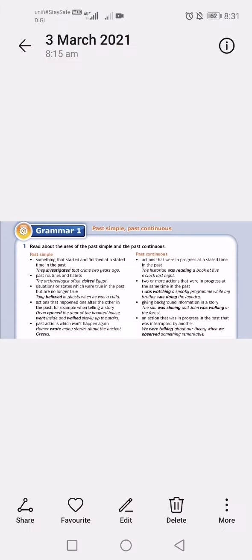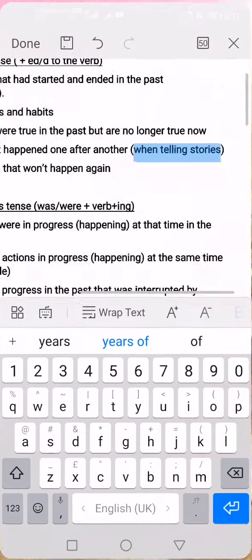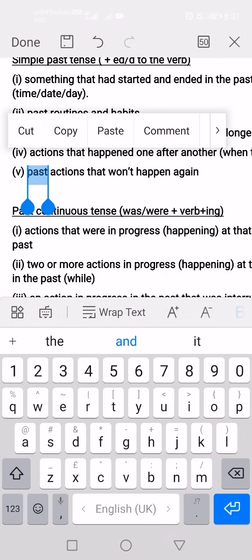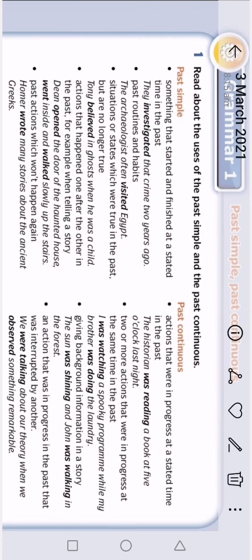And the last one, let's look at the last one. Okay, the last one says past actions that won't happen again. Things that happened before but will not happen again now. So almost the same but it's a bit different. There is a slight difference in the rule. Okay, so let's look at it.